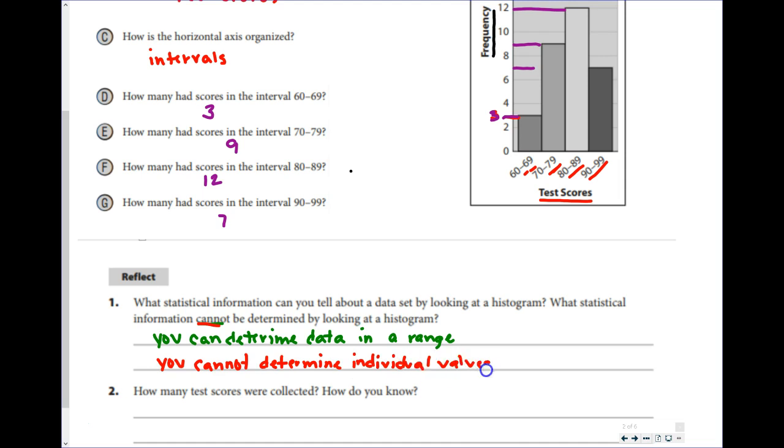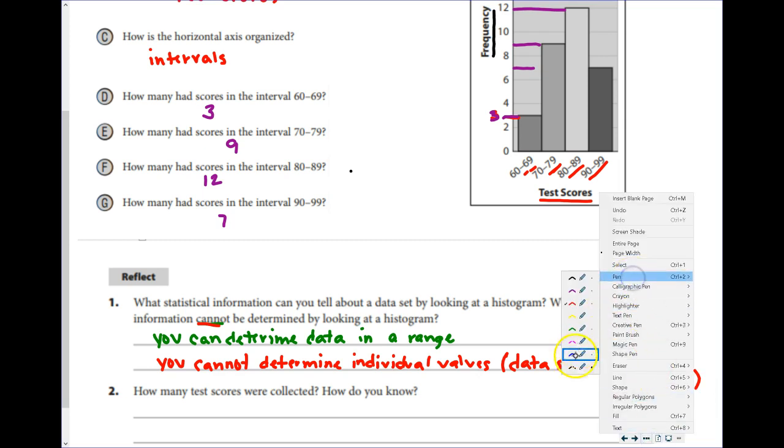By looking at it is what I mean. Okay, the data set might have them, like when you're given a data set, but if I just look at this histogram on its own, I don't know how many people scored a 61. I can't know that unless I had the original data set.